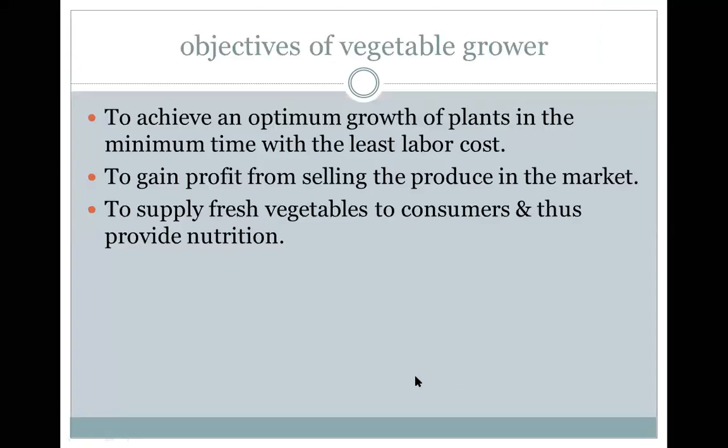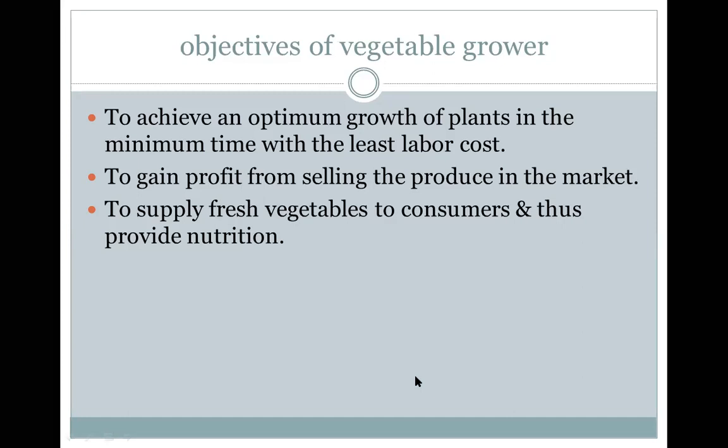So, firstly, what are the objectives of a vegetable grower when someone is having vegetable farms and growing vegetables? The objective of a farmer or vegetable grower is to achieve optimum growth of plants in minimum time with the least labor cost. So the first big objective is to get maximum growth of the plants and to use the least labor, and the labor cost should be less to gain profit from selling the produce in the market, right?